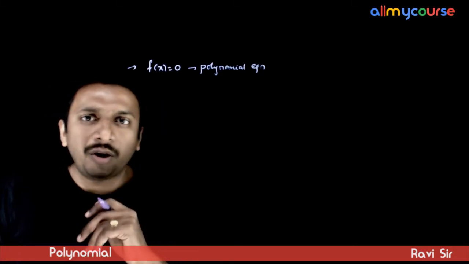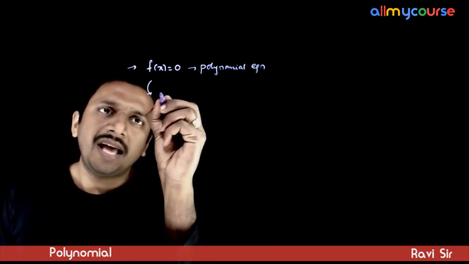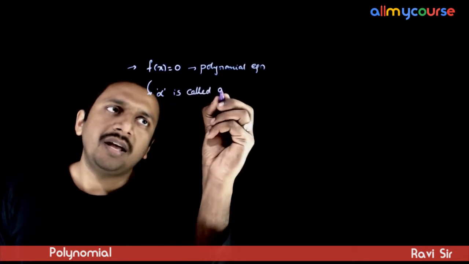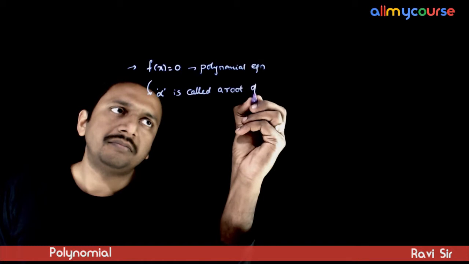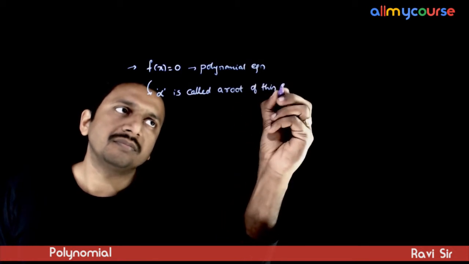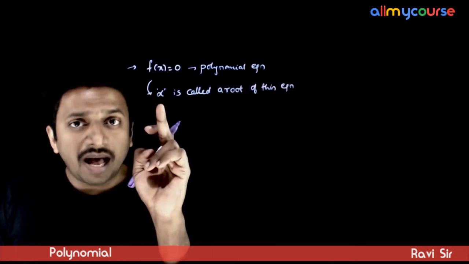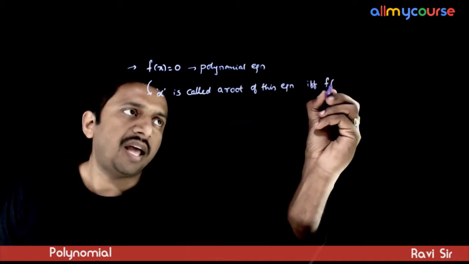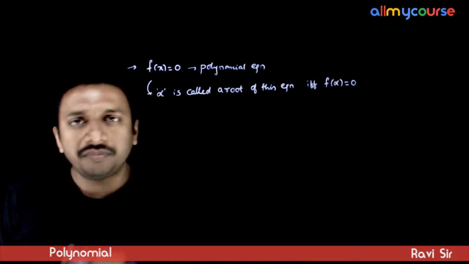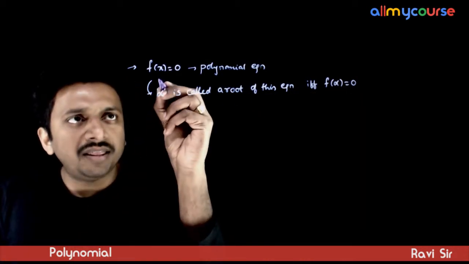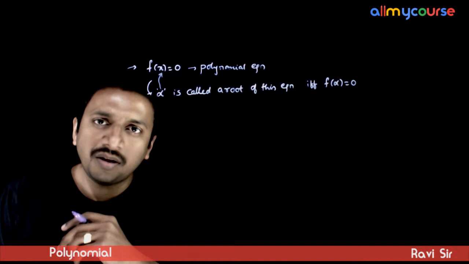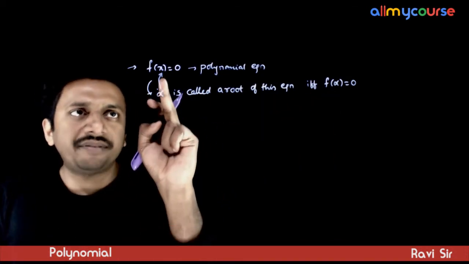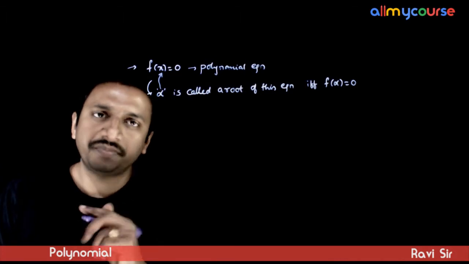So if you have a polynomial equation, a number alpha is called a root of this equation if and only if f of alpha is equal to 0. So if you put alpha in the place of x in the polynomial, and if you get 0 as the answer, then we say that this number alpha is the root of this equation.